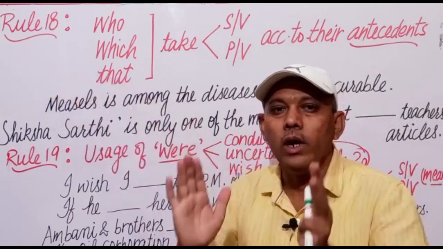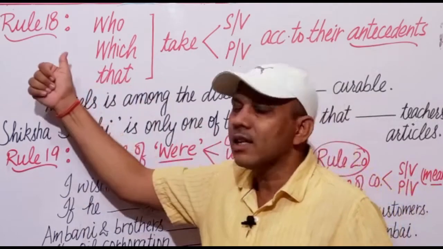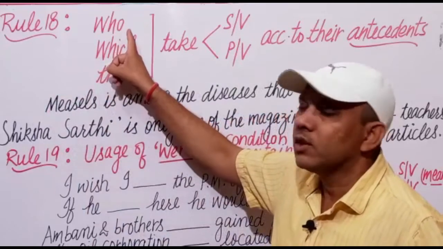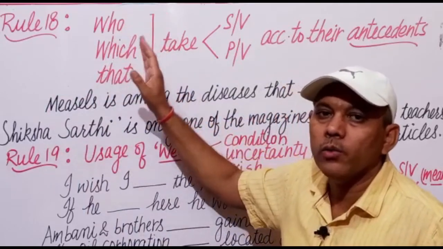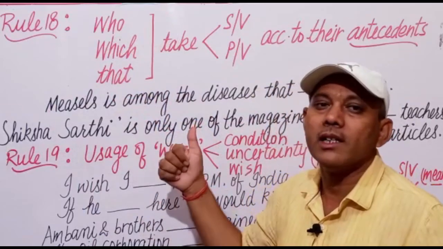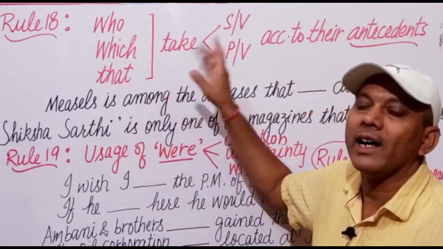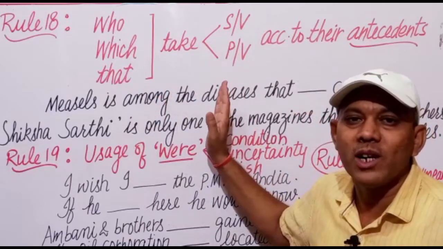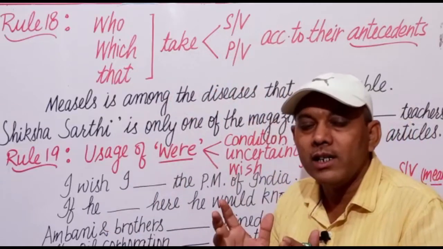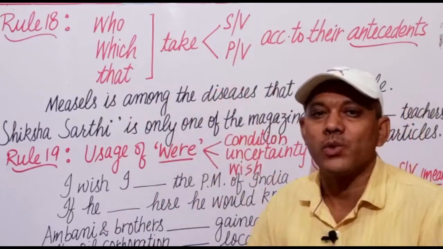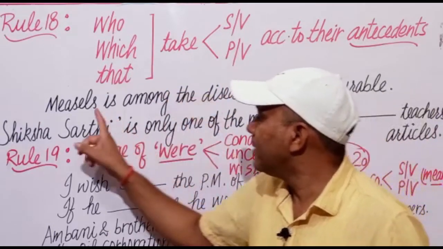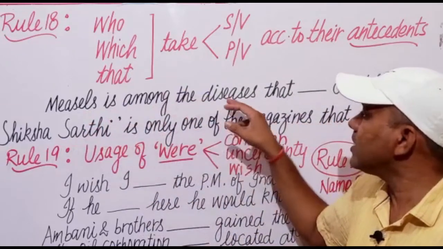Next rule is rule number 18. What does rule number 18 say? It says when these words who, which or that are used as relative pronouns in the sentences, they take either a singular verb or a plural verb according to their antecedents, according to the words for which they are used. For example, measles is among the diseases.